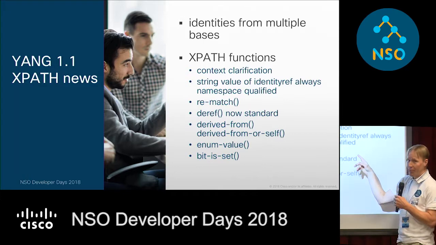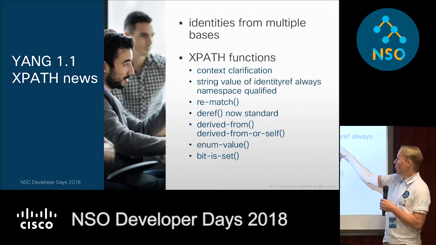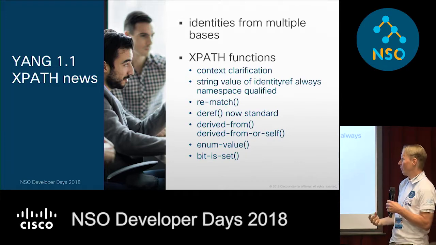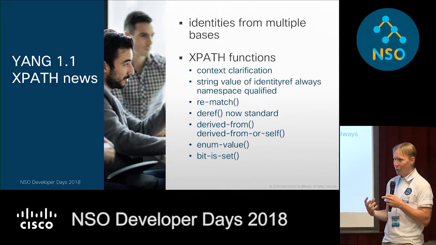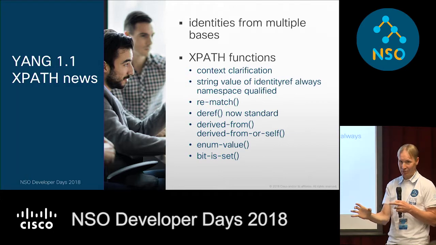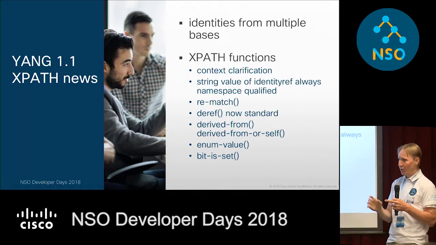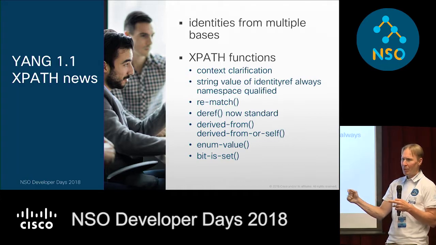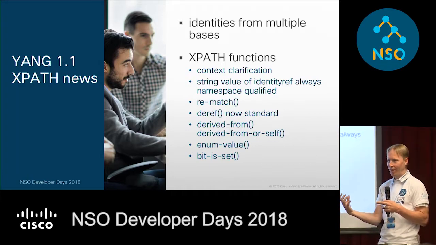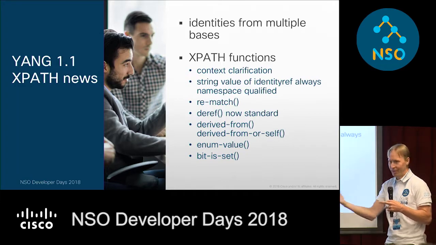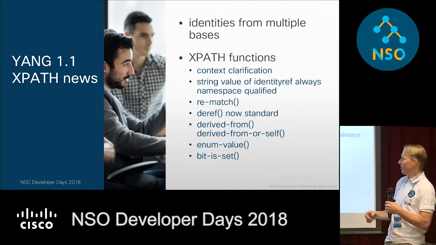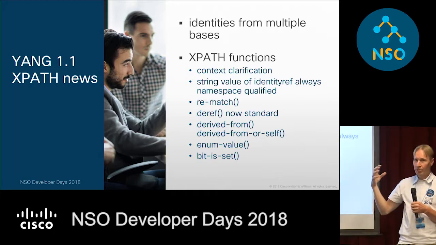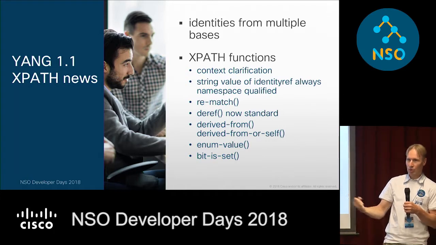And also another thing that's been causing a lot of headache is when you are using identityrefs, referencing identities. In YANG 1.0, it wasn't exactly clear how those were represented as strings specifically. There were a lot of YANG modules testing if something equals this string, but that wasn't interoperable because some implementations had it with the namespace, some without, and some in certain cases. So now it has been specified. The string representation of identityrefs is always with the namespace qualification.